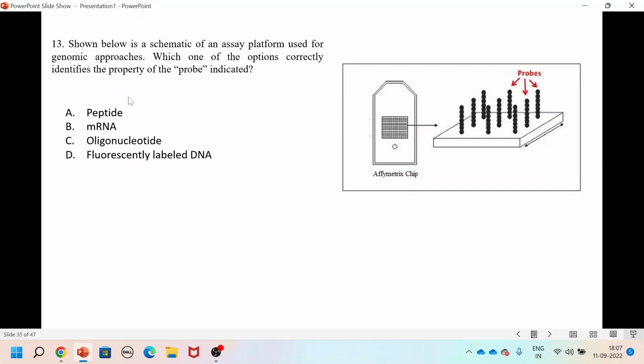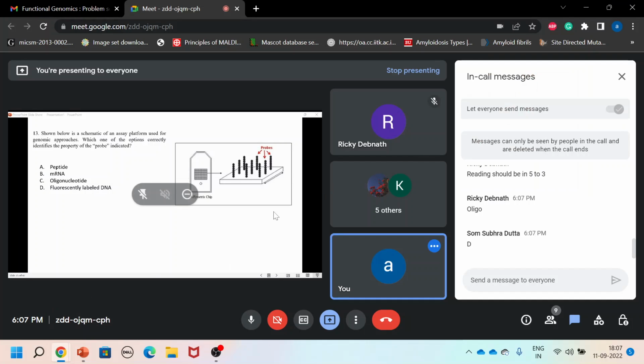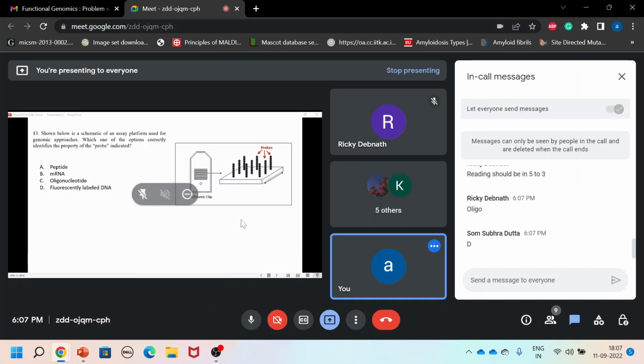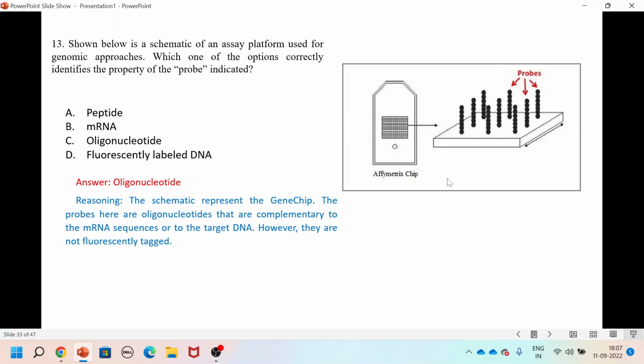Yes, ma'am. Okay. So the next question is, shown below is a schematic of an assay platform which is used for the genomic approaches. Which one of the following options correctly identifies the property of the probes which are indicated here? This is an Affymetrix chip. So what is the property of the probes which are used here? Option number D, they are fluorescently labeled DNA. Okay. They are oligonucleotides. Okay. So yes, the correct answer is that they are oligonucleotides.